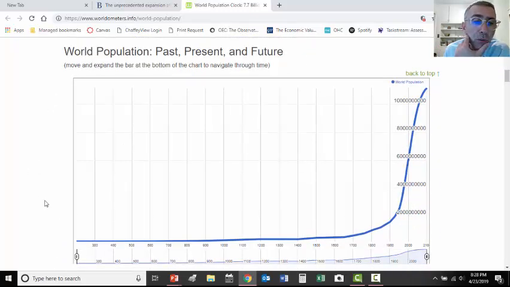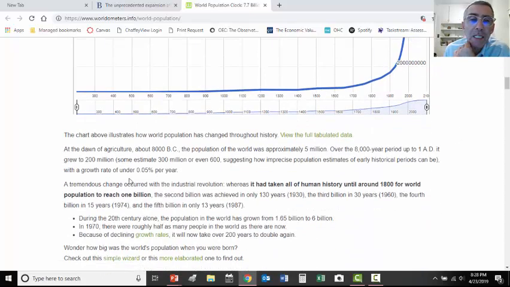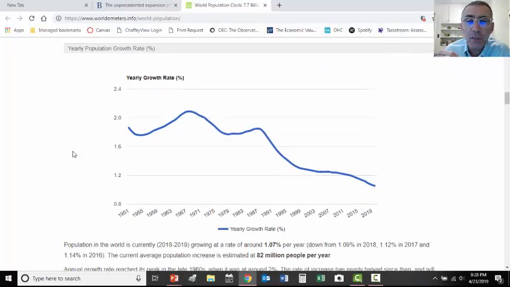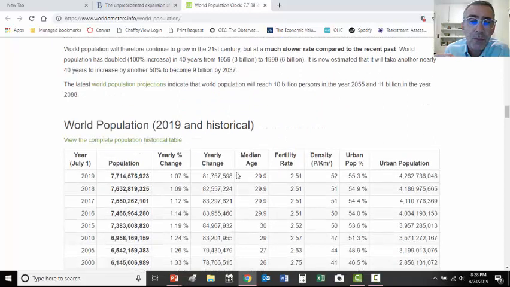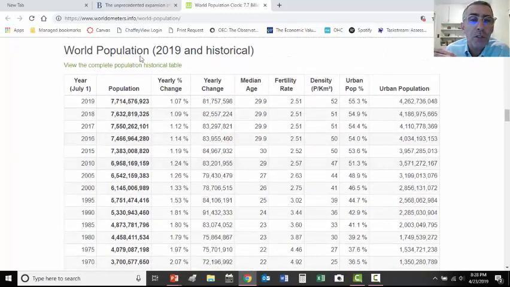This is really cool. This is kind of showing you world population, past, present, future. And I mean, look, from the 1900s, how quickly things really take off, right? Anyway, so a couple of other things here about the growth rate. Yearly population growth is starting to taper down. And then over here, world population 2019 and historical. You can see what the yearly change in percentage is.